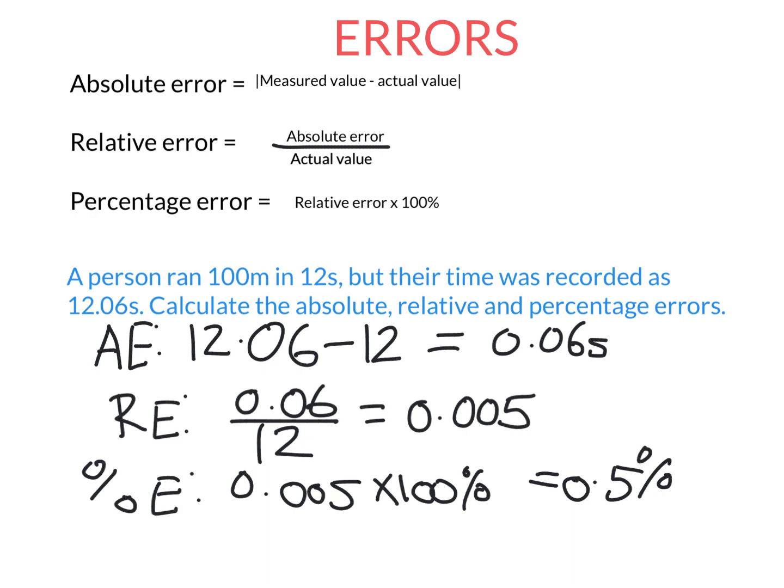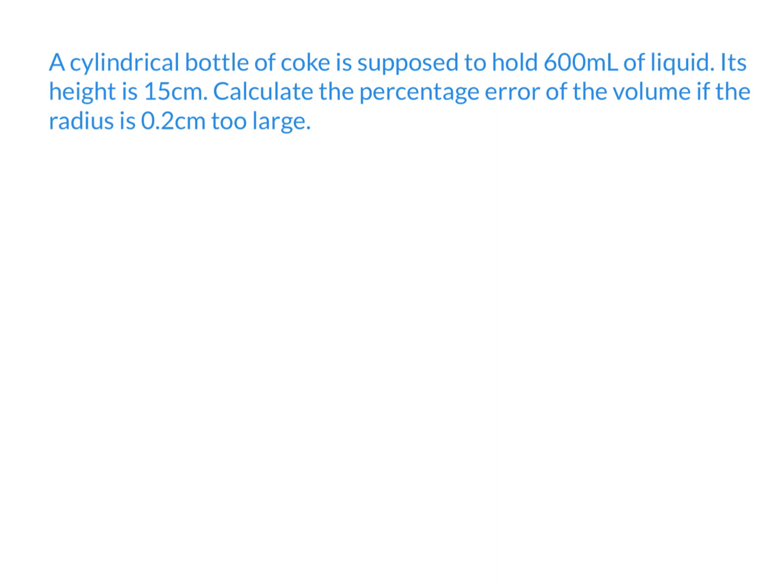All right, let's now look at another question involving errors. Here we have a cylindrical bottle of Coke supposed to hold 600 mils of liquid. Its height is 15. We're going to calculate the percentage error of the volume if the radius is 0.2 centimeters too large. So let's first figure out what the radius should be. When we're talking 600 mils, mils is a unit of capacity, so we're talking about volume. The volume of a cylinder is pi r squared h. So we're finding the radius here.